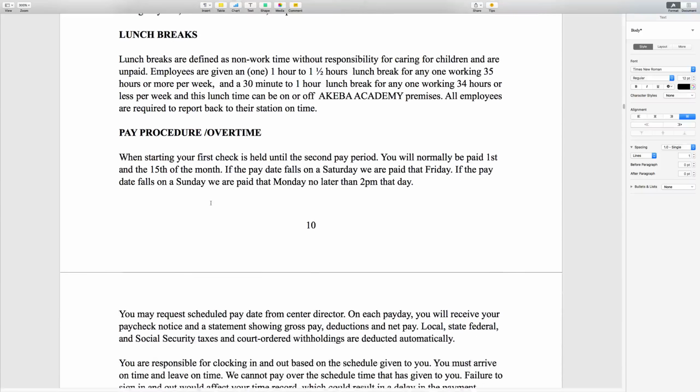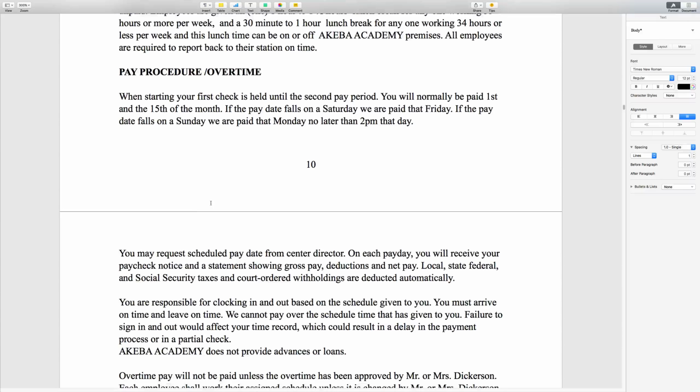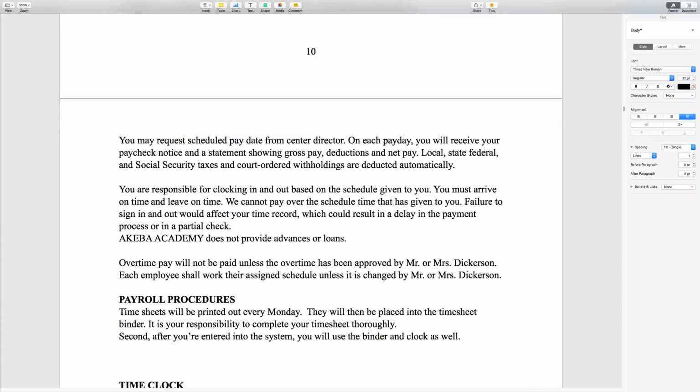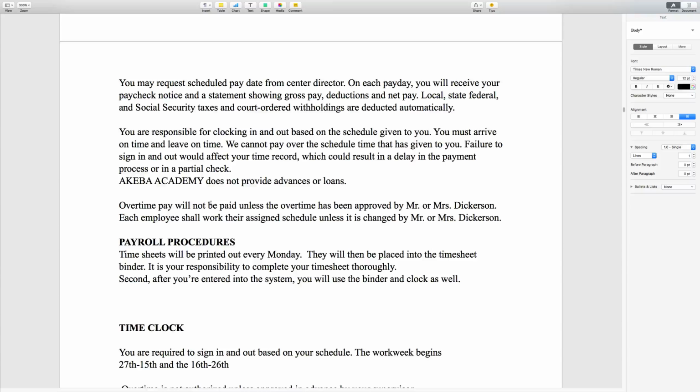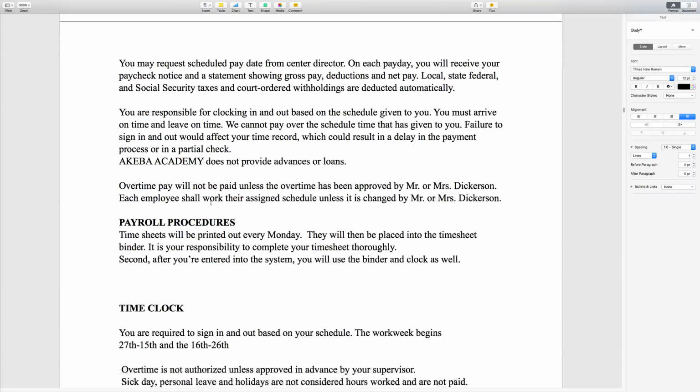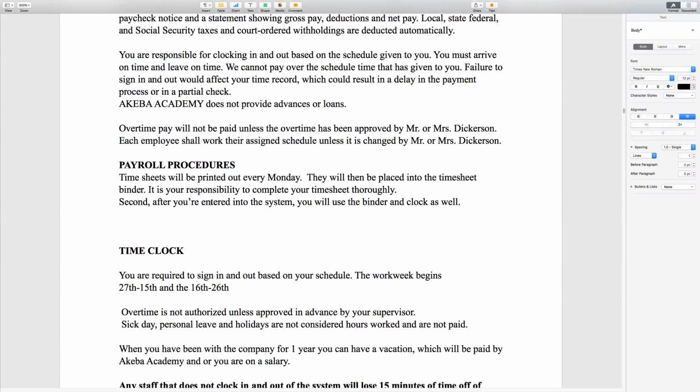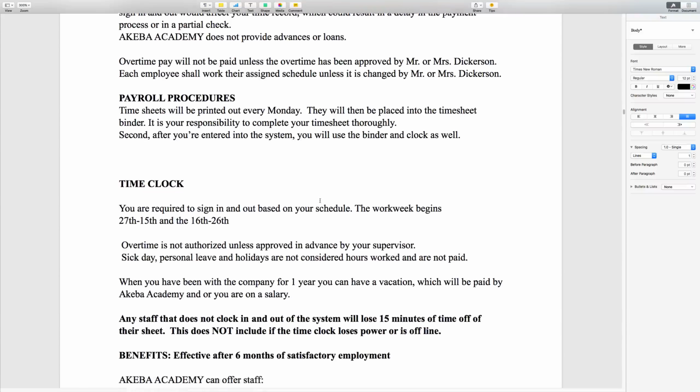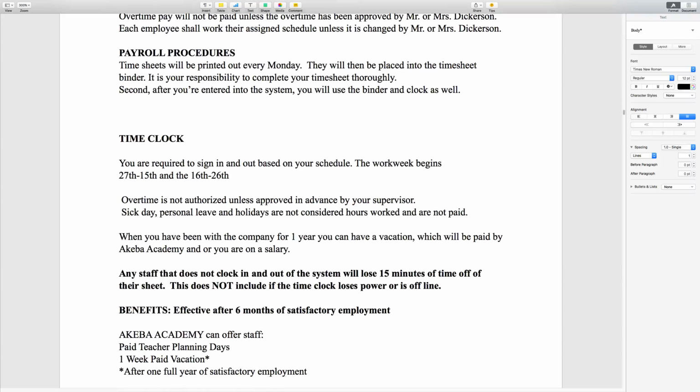Lunch breaks. Pay procedures. Make sure that you're clear about when you pay, how often you pay, what time checks are to be ready, how checks are delivered, how time is calculated, how overtime is paid, if it's not paid, in your payroll procedures. Timesheets are printed out every Monday. They'll be placed in the timesheet binders. You're responsible to complete your timesheet thoroughly. Second, if you've entered into the system, you will use the binder and clock as well. So we try to make both of them where they have to do both.